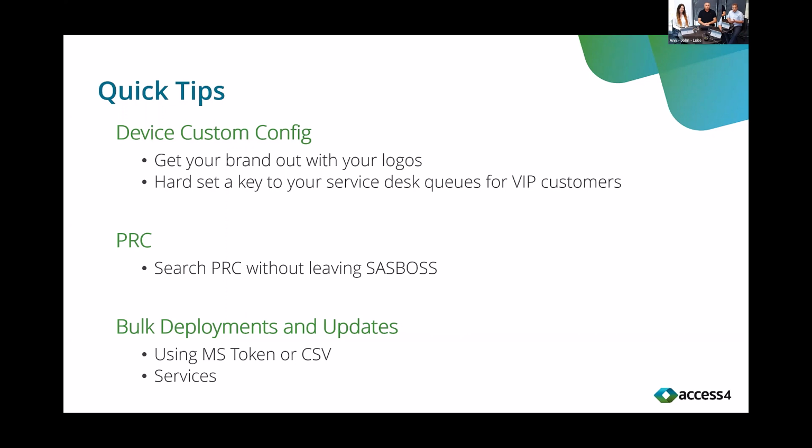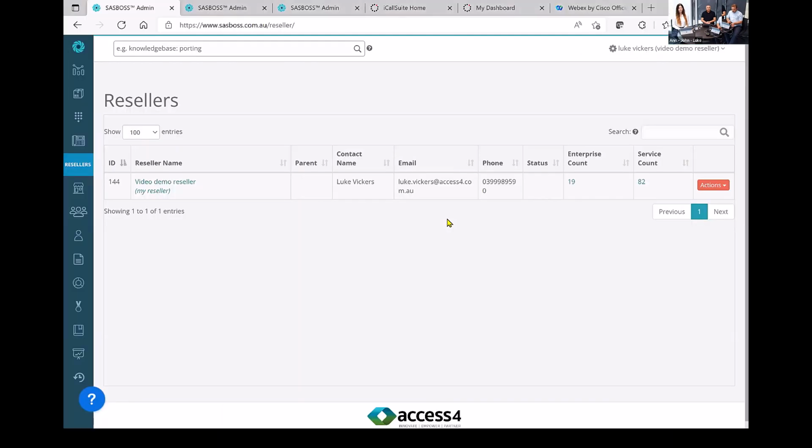And these can include things like putting your logos onto the phone, so that when your phone's out in the field with customers, it's potentially additional advertising directly from that customer site. Or maybe even setting up some hard set keys, so that your VIP customers can come directly through to you and bypass the other customers. We're going to jump into SaaSpots now.